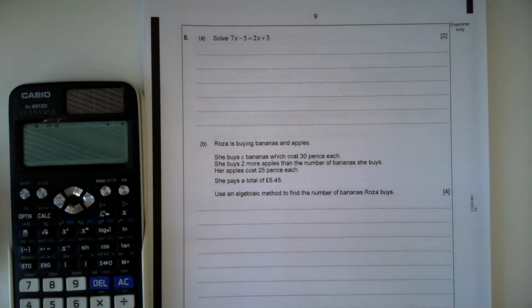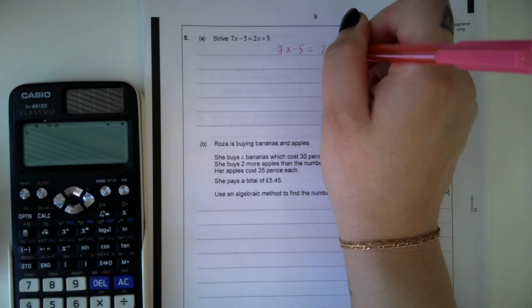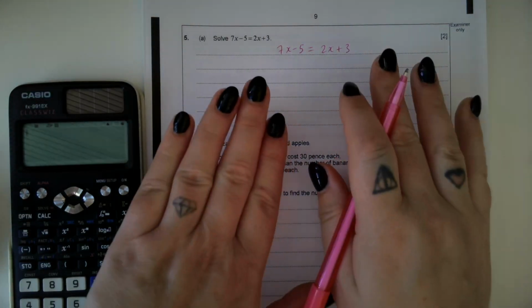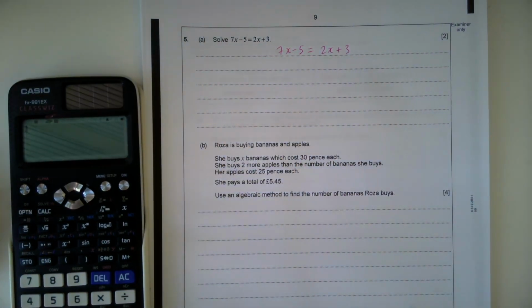Question 5a, solve 7x subtract 5 equals 2x add 3. So 7x subtract 5 equals 2x add 3. The only reason I'm writing that equation out again, guys, is I like space to show my steps and working out. So we have an equation to solve where the unknown variable x appears on both sides.